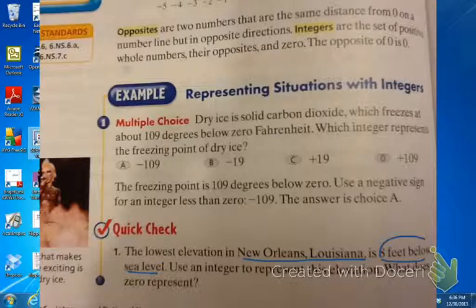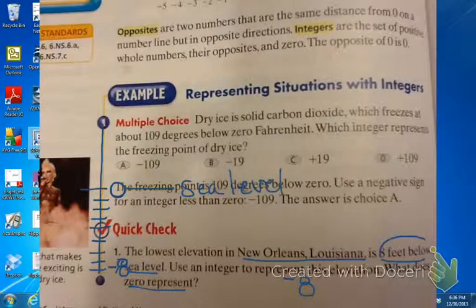So this again, you would want to have your vertical number line with 0, and then we have this lowest elevation, 1, 2, 3, 4, 5, 6, 7, 8 feet below, this -8 here. So you would write -8 to represent that elevation. And then what does 0 represent? Well, this 0 must be sea level.